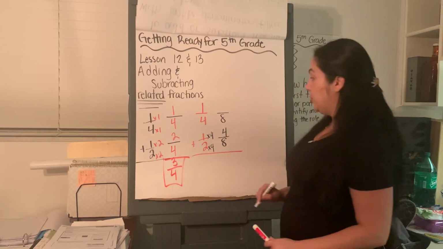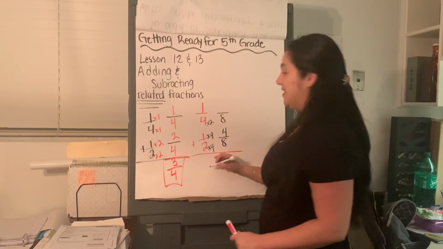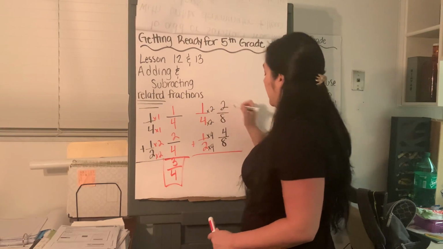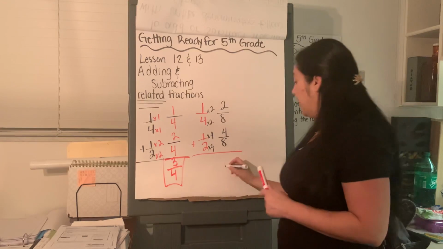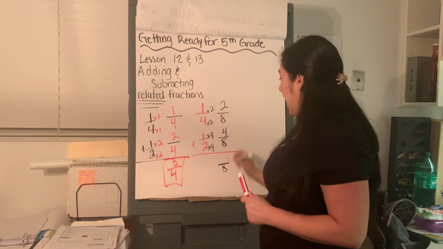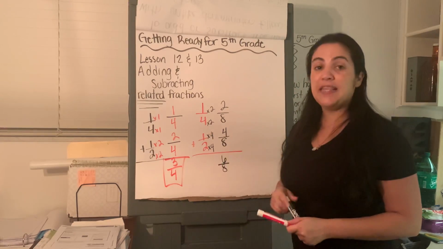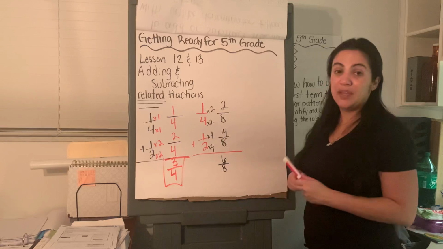What times 4 is 2? So that's how they're related. Whatever I do to the bottom, I do to the top. And now I bring down my numerator that I'm going to keep. I add my denominators. And now these answers are not the same because we're missing one more step here.